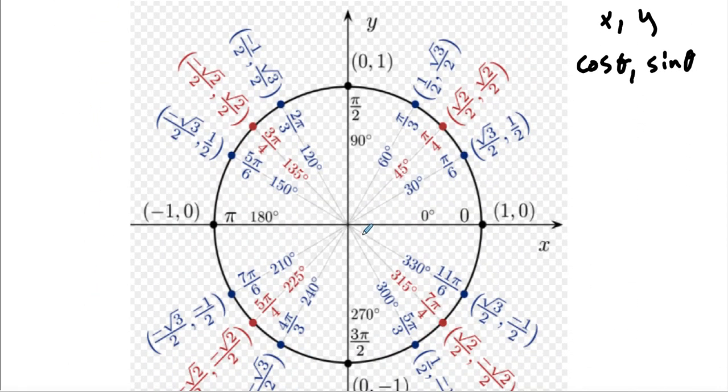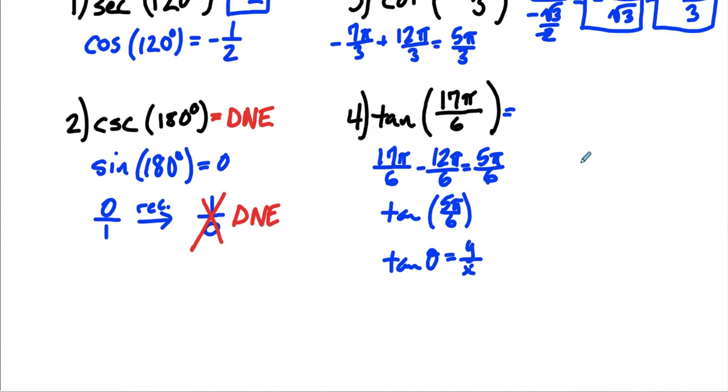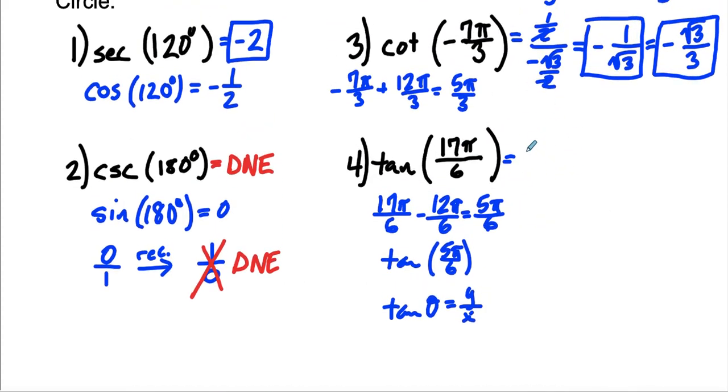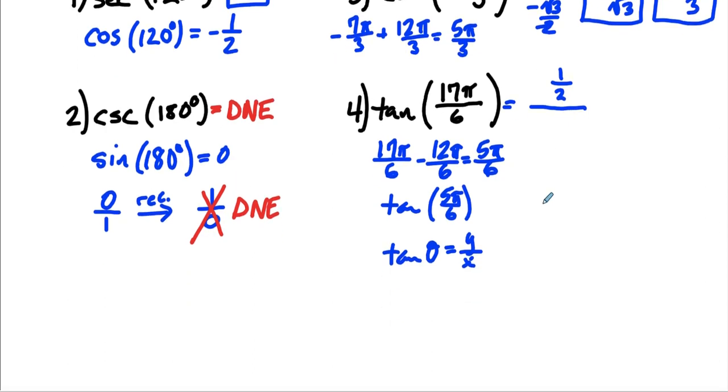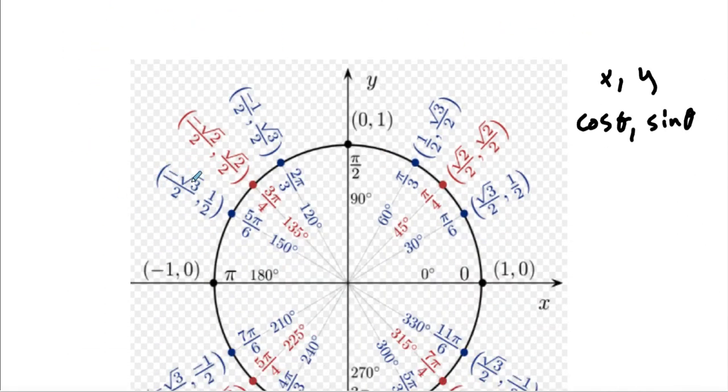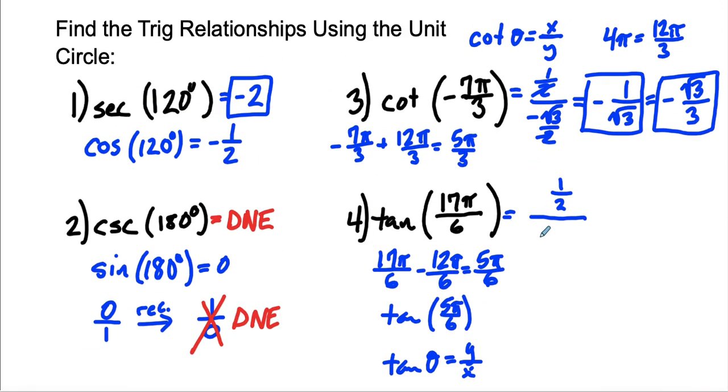I'm going to go down to my unit circle here, and I got y divided by x, right? 1/2 divided by negative square root of 3. So this one actually has the same answer as the one above it, but it's a different angle. So I'm going to have my y again is positive 1/2, and then my denominator is my x value, which is negative square root of 3 over 2.